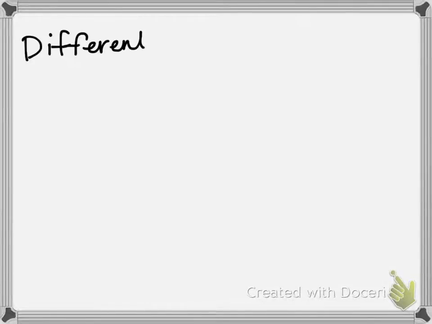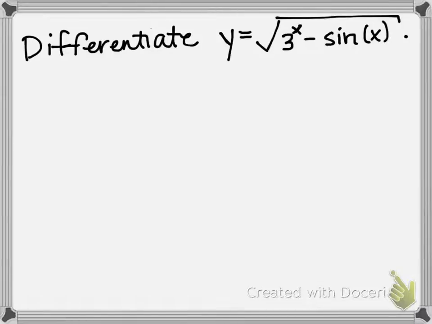Let's do another example using the chain rule, this time with a root function. So here we have y equals the square root of 3 to the x minus sine x. So here, the fundamental operation occurring is composition.